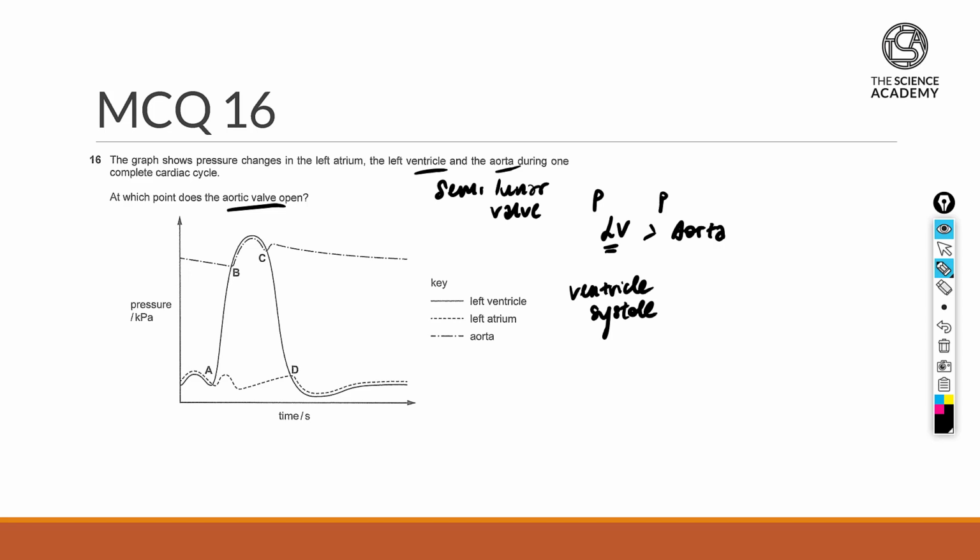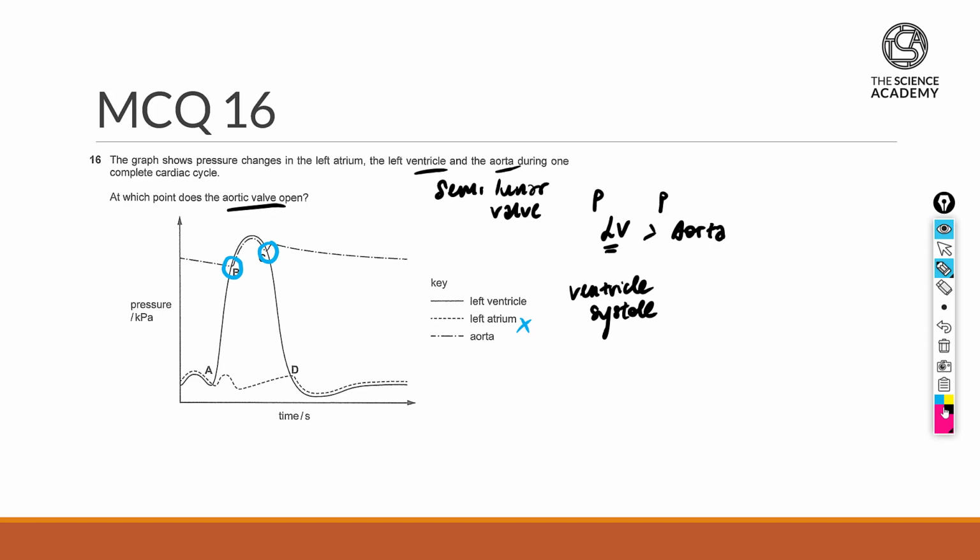Now, I usually tell students to take a look at the intersection point and look a little bit towards the right itself. I will be ignoring the line of the left atrium because it is not directly responsible for the opening of the semilunar valve. So take a look at the left ventricle and the aorta. The intersecting area here will be with regards to B as well as C.